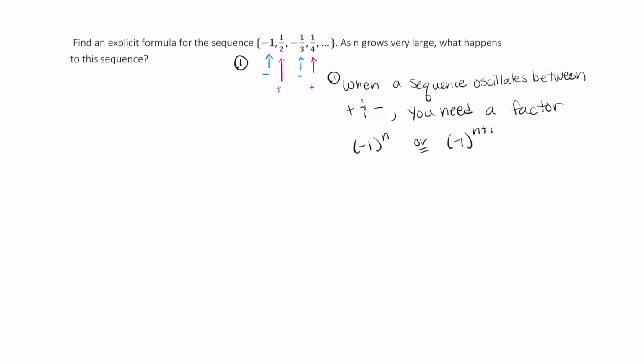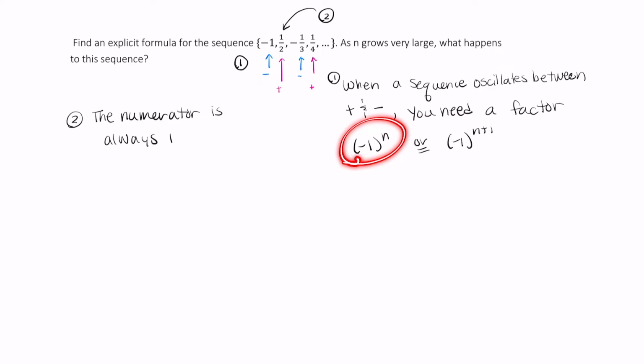The second trait I notice is the numerator. That is, the numerator is always 1. Okay, so based on these clues, based on 1 and 2, I am going to say my sequence definitely just has something like this as its numerator. So when I write this out, I'm going to definitely have this in my numerator, and I haven't decided what's in the denominator yet, but just to give you a preview of where my mind is going.